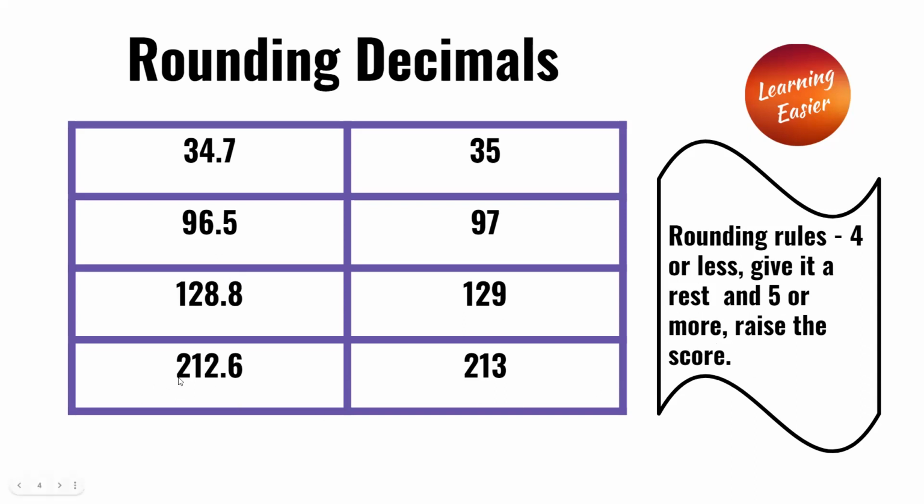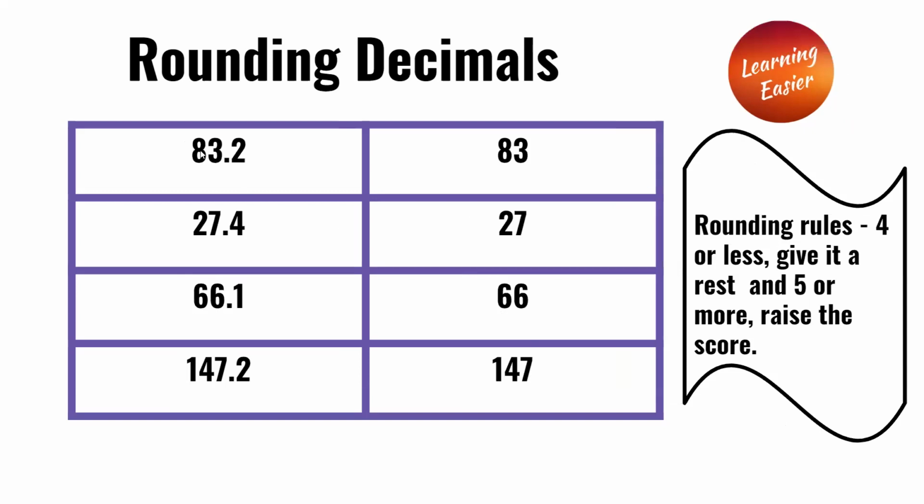Next, we have to round 212.6. Since the 6 is 5 or more, we raise the score to 213. Then we have to round 83.2. Since the 2 is 4 or less, we give it a rest and make it 83.